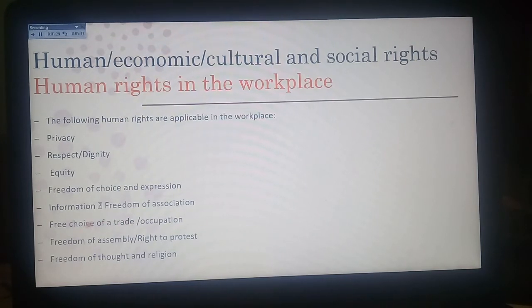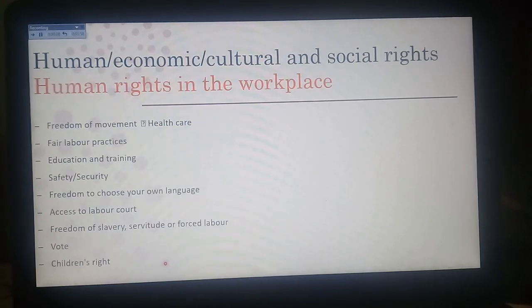All right. Furthermore, freedom of assembly or the right to protest. If workers are disgruntled for some reason, it can be wage increases, it can be discrimination, it can be inequality, they have a right to protest. Freedom of thought and religion. An employee has a right to express their own thoughts and their own religion in the workplace. All right. Freedom of movement. They have a right to move. If they want to move around, they have a right to health care.